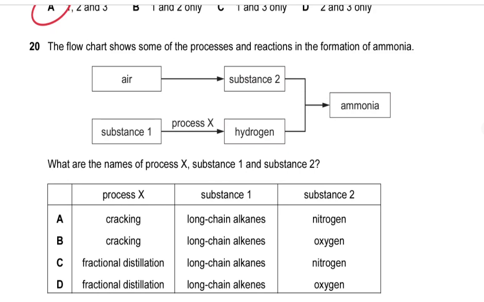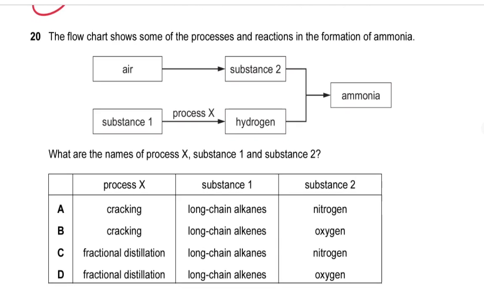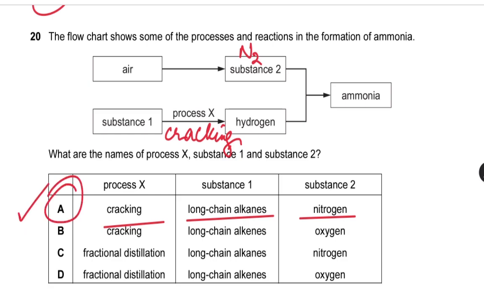20th MCQ. The flow chart shows some of the processes and reactions in the formation of ammonia. Air gives substance 2. We have to check what substance 2 is. From air, after fractional distillation of liquid air, we will get nitrogen. Nitrogen should be here. And from the process of cracking of hydrocarbons or long chain alkanes, process X will be cracking, hydrogen will be formed. Long chain alkanes, nitrogen, and cracking. Option 1 is correct.